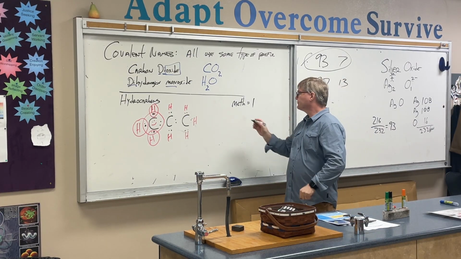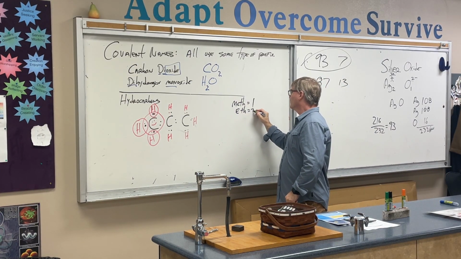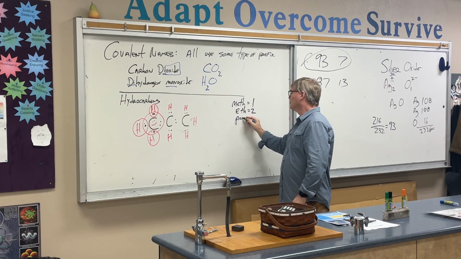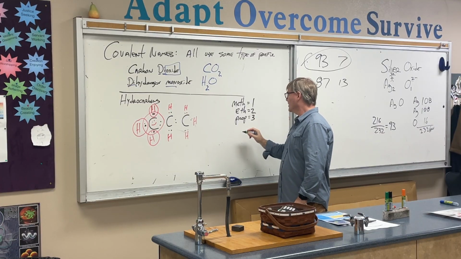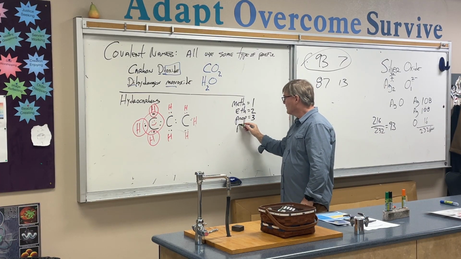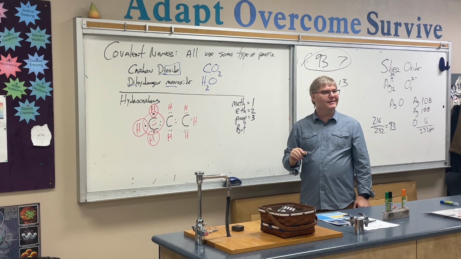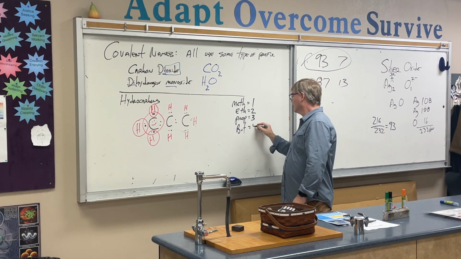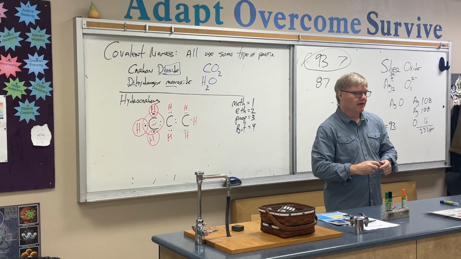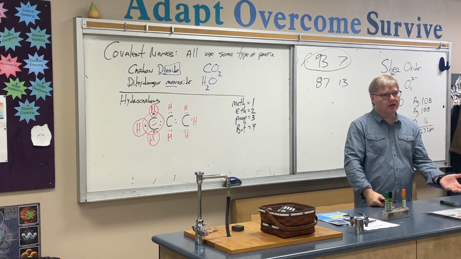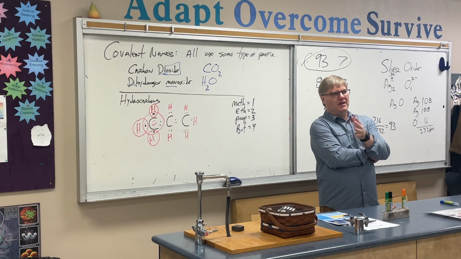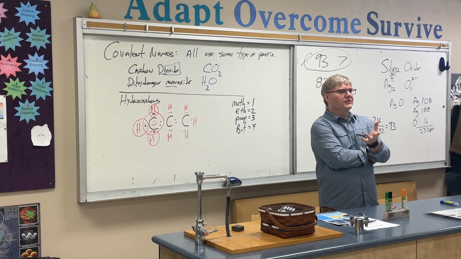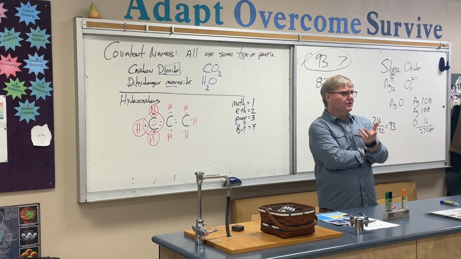And then eth is 2, prop, not prop, prop is 3, and then but, not but, bute, all right, 4. After that, it kind of makes sense because pent is 5, pentagon, pentagram, all right. Hex might be new, and hex is 6. Hept is 7. I mean, you're going back to your geometry days. Remember your geometry problems? You have a regular heptagon.